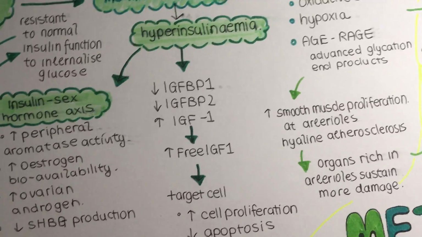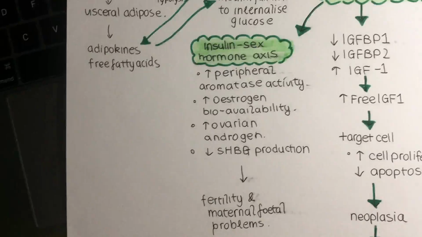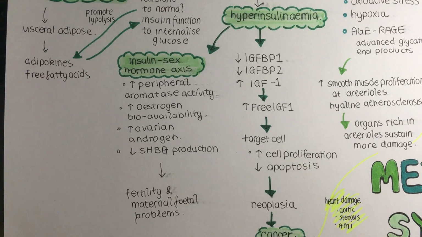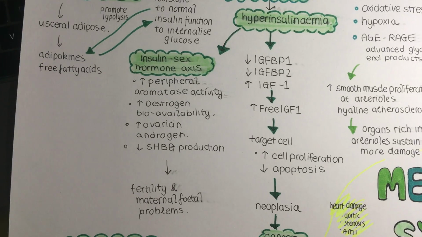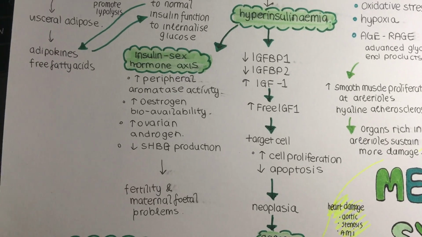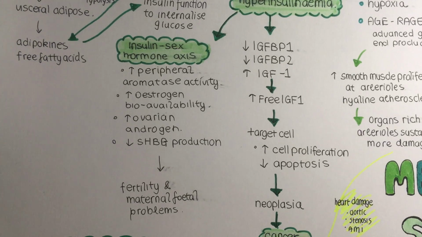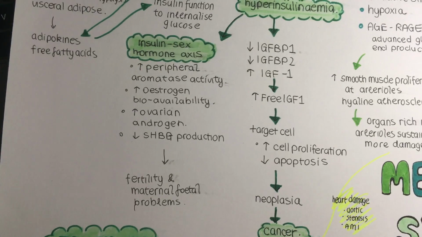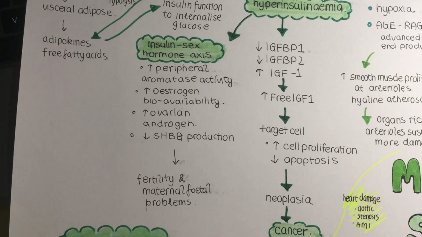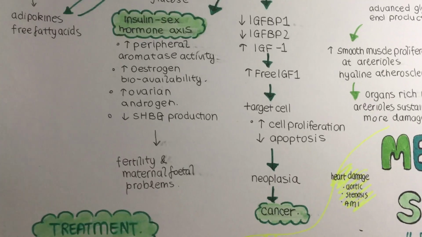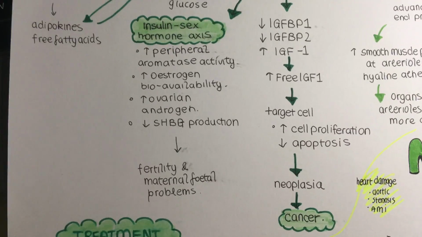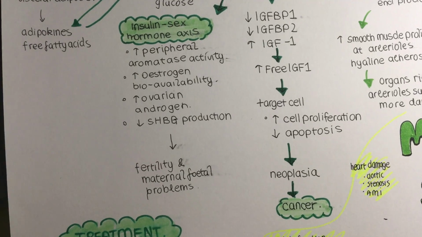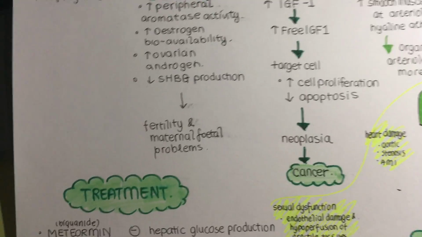Okay, now let's return back to our graph, and we can see that hyperinsulinemia also affects sex hormones, particularly increasing the levels of estrogen, ovarian androgen, and decreasing the amount of SHBG production. All of this in the end affects fertility and has an influence on maternal and fetal health.